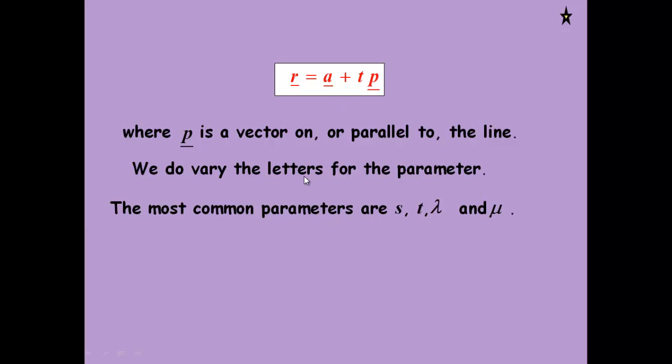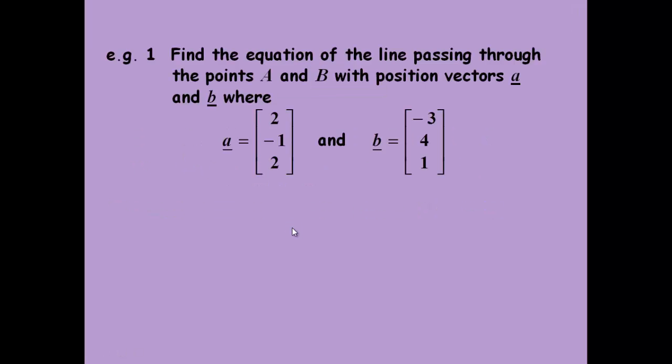We generally use, probably most commonly, lambda and mu for our parameter, but we also quite regularly use S and T. Essentially, we can use more or less anything as long as it doesn't conflict with any of the other letters that we're using in an equation. But this is what we tend to do, and we tend to use R to signify the point, the general position vector. Okay, let's work through some examples.